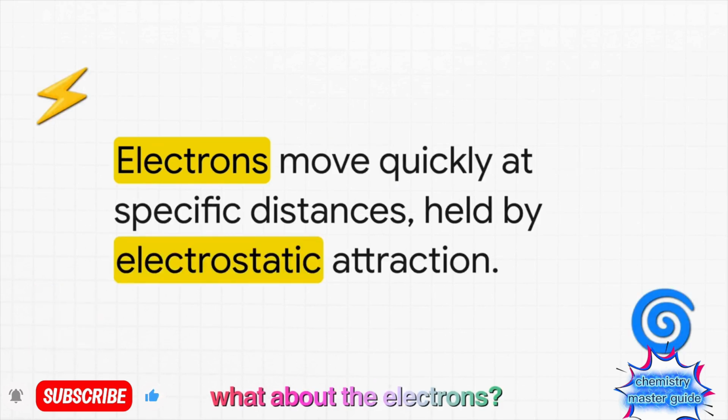But what about the electrons? Well, while the heavy nucleons are chilling in the center, the tiny, negatively charged electrons are in constant, rapid motion. They're basically zooming around the nucleus at specific distances, forming what we call electron shells. And they stay locked in these orbits thanks to a really strong electrostatic attraction to that positive nucleus.